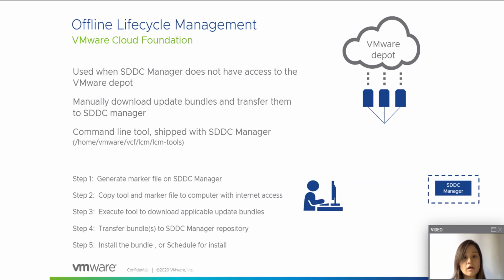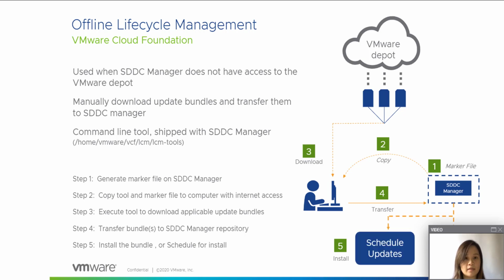We also recognize that not all customers would have internet connectivity, not all customers would have internet access, because of the way the business is run. So in this case, all you need is a separate PC or laptop with internet access. From a very high level, you're going to use that PC to connect to the VMware depot, find all the applicable bundles, download them to that PC, and then transfer them over to your SDDC Manager. Then you can proceed to update and install as well.